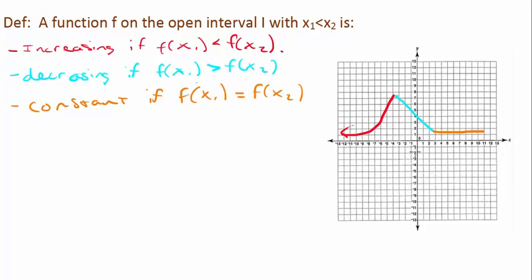So I've given you a visual for each circumstance. It's increasing if you read the graph from left to right and the output is increasing. It's decreasing if the output is decreasing, and constant if it remains the same. Now to test this with functions, you could pick 2 values for x, let's say 0 and 5. And if the outputs for 0 and 5 were increasing, then it's an increasing function. Decreasing, that's a decreasing function. If it's the same, then it must be constant.